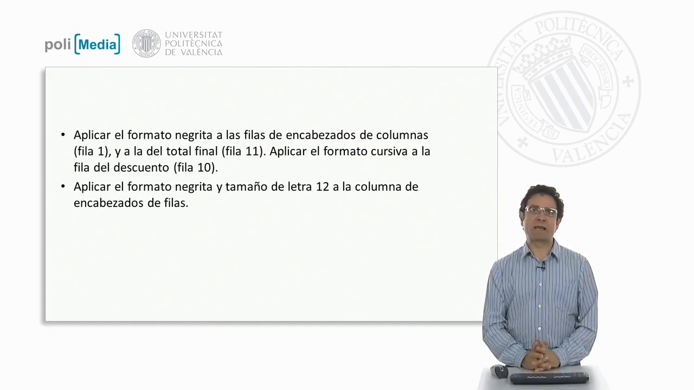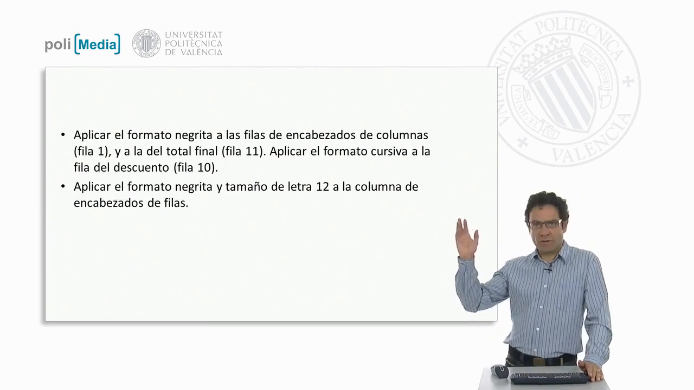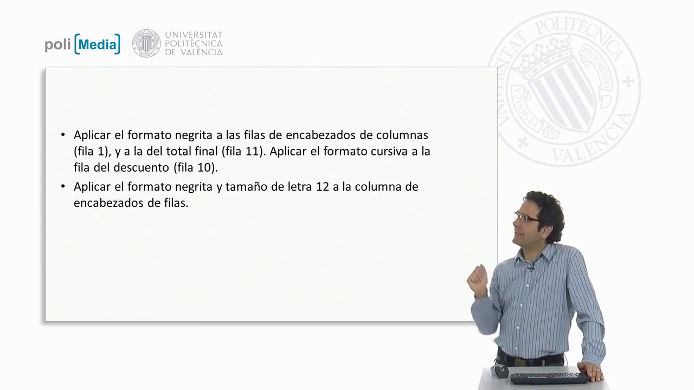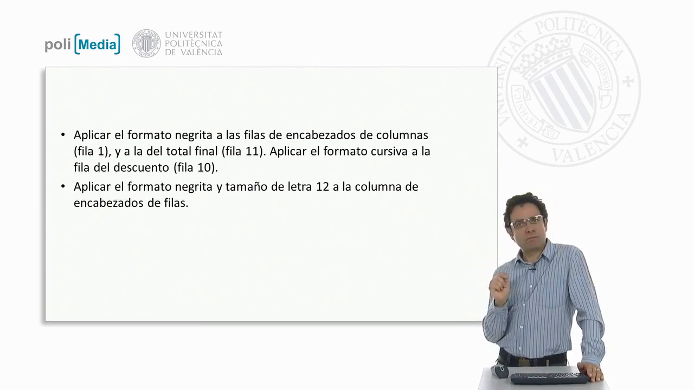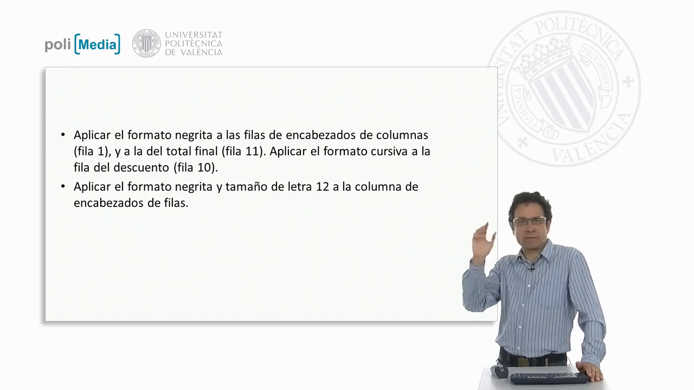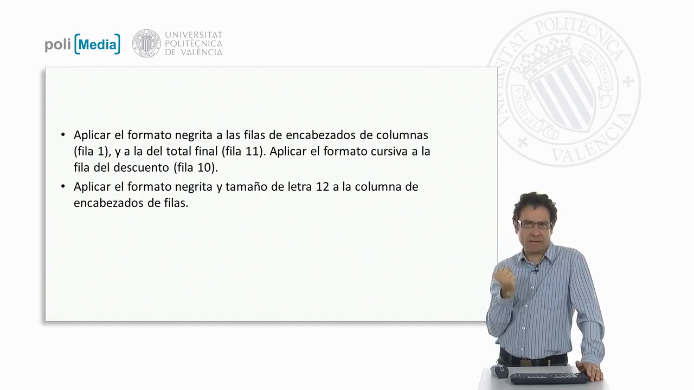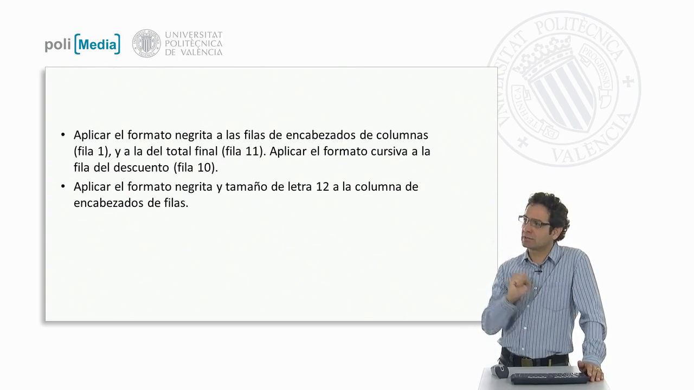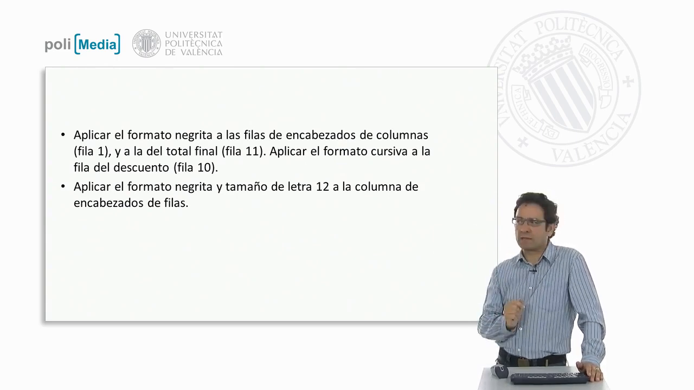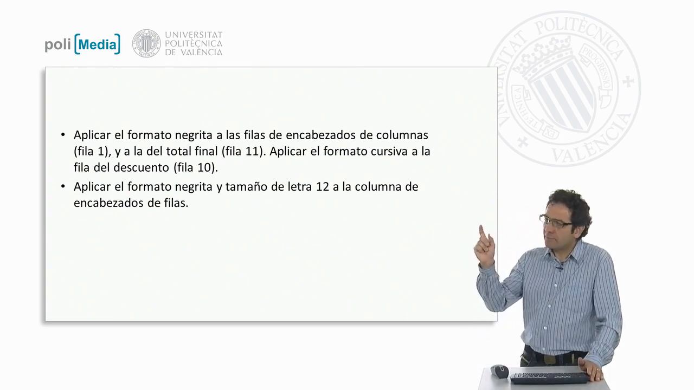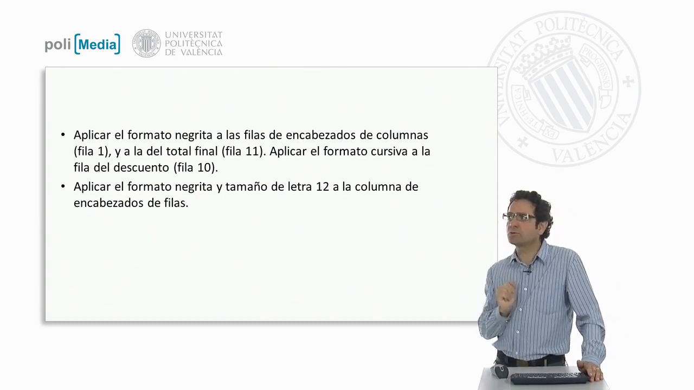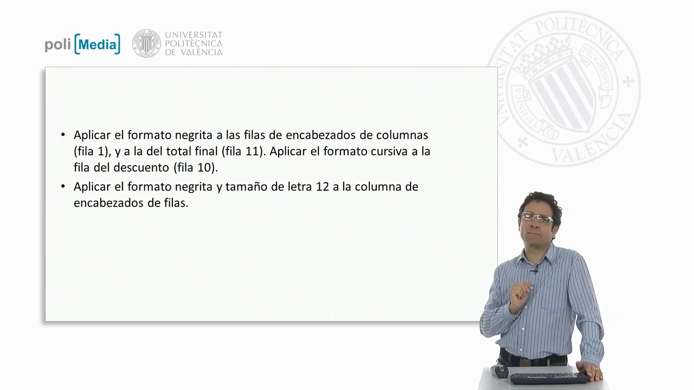The exercise that they set us now is to apply formats. Specifically the boldface format to the column header, to the row that has all the headers. We apply bold to highlight this fact in row 1, and to the final total row 2. And the discount row specifically, we apply the italics format, OK.